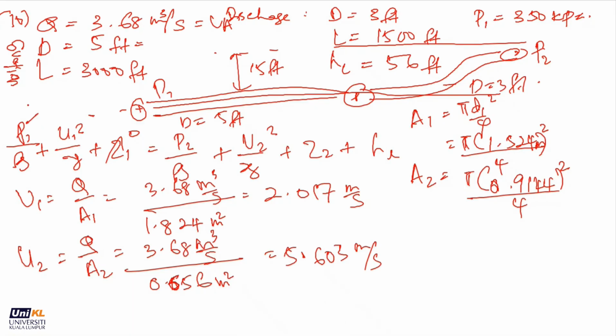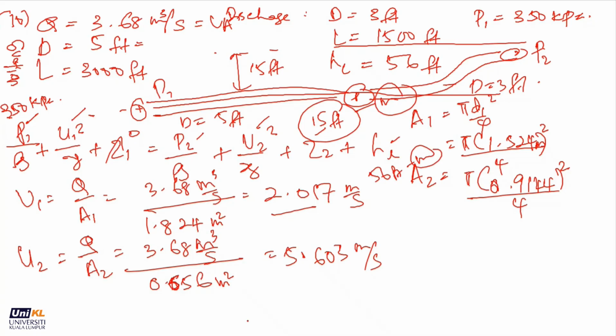So we have P1, 350 kPa. We have U1. P2 we need to calculate. The question asks us to calculate P2. We have U2, 5.603. Z2 is 15. Convert to meter as usual. And we have the HL 56. So convert 56 to meter. So at the end you get P2.